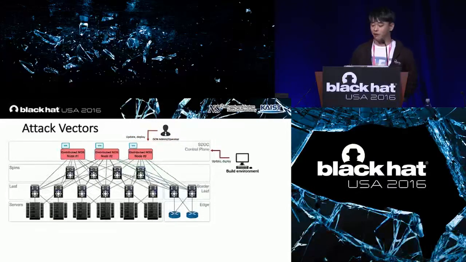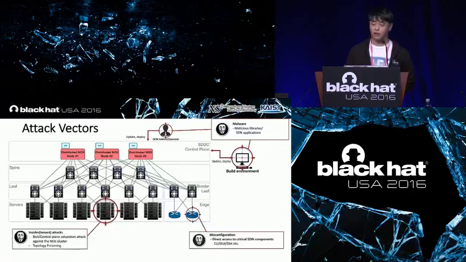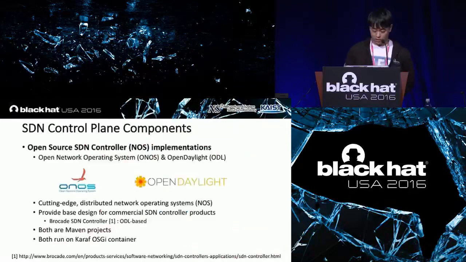So what are the attack vectors that could affect the SDDC infrastructure? On our list, we have misconfiguration, malware, and insider attacks. We'll talk about each one of them in the next few slides. The SDN controllers that we consider in this talk are Open Network Operating System and Open Daylight. They're cutting-edge distributed network operating systems, and they also provide base design for commercial SDN controller products. For example, Brocade's SDN controller is based on Open Daylight. And they're also similar in that they both are Maven projects, and they run on Karaf OSGi container.